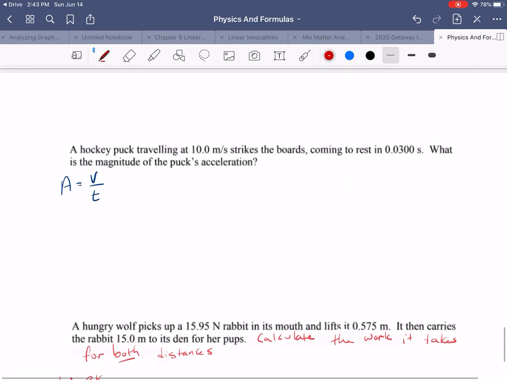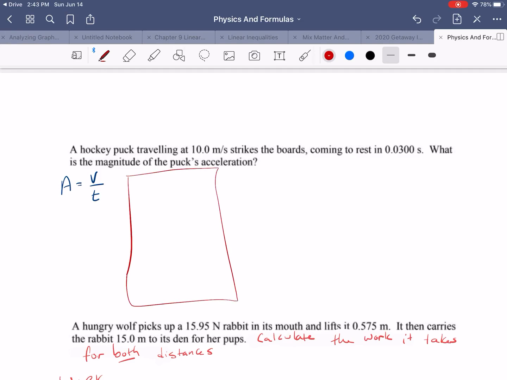Awesome. You could try this acceleration one all by yourself since we just did one, so you could pause it and go ahead and do it. Hockey puck traveling, so we have acceleration, we have velocity, we have time. So this is meters per second. Okay, so again, if you don't know what this unit is, you're going to have to go back and take a look. I know that that's velocity, so 10.0 meters per second.